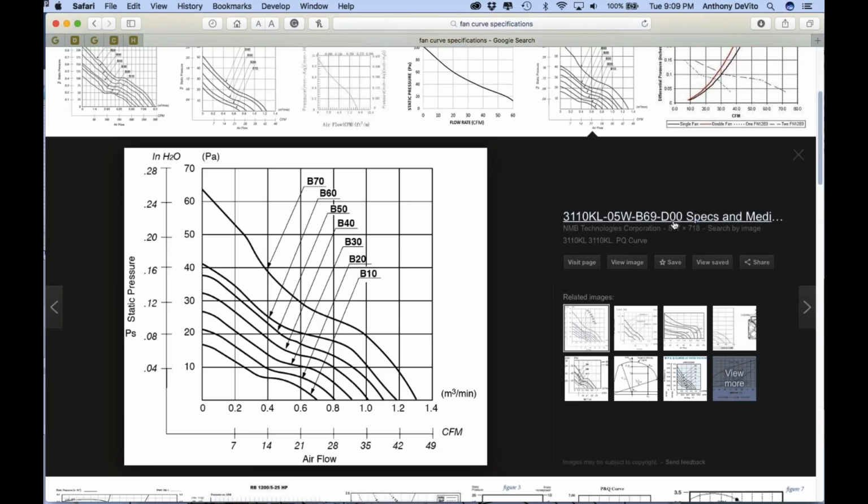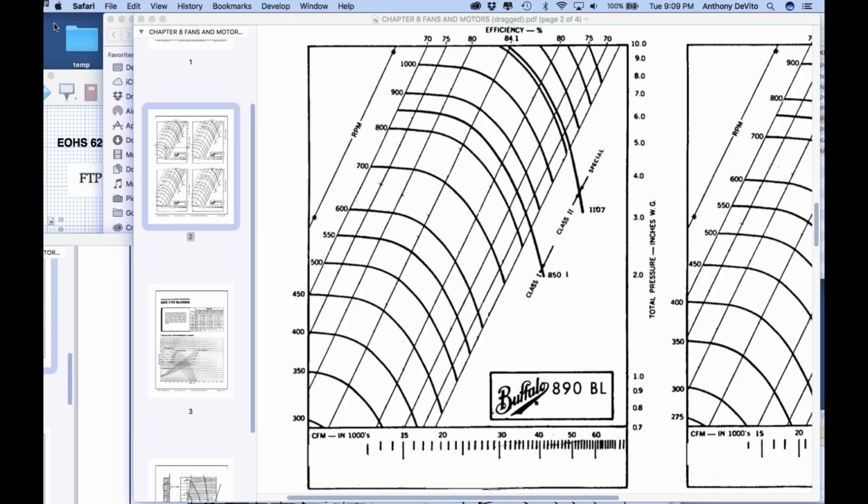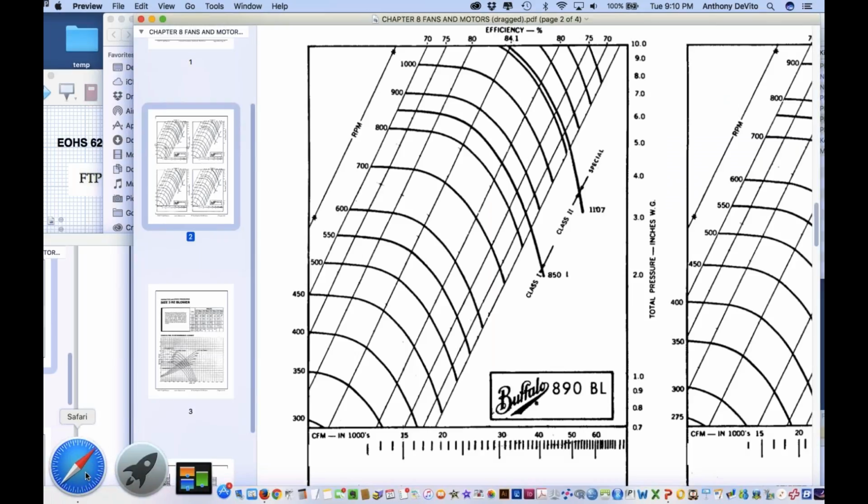Yeah, this is a specific fan right here. Inches of water, pascals, CFM. It's a small fan, unfortunately. But I'm going to try and find some industrial fans. As a matter of fact, let me try that, industrial fan.